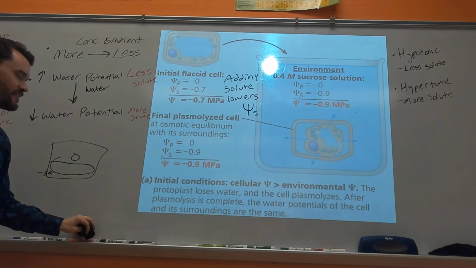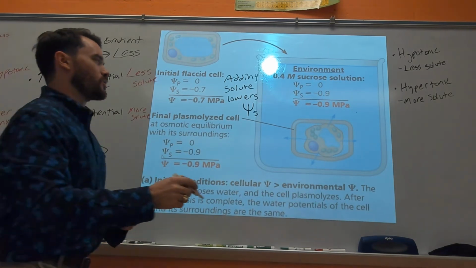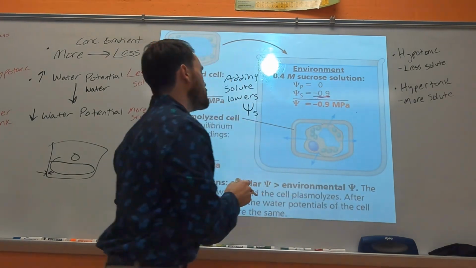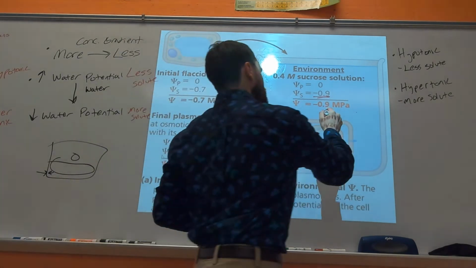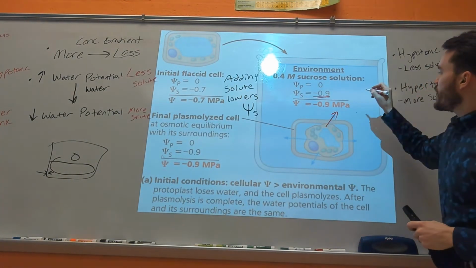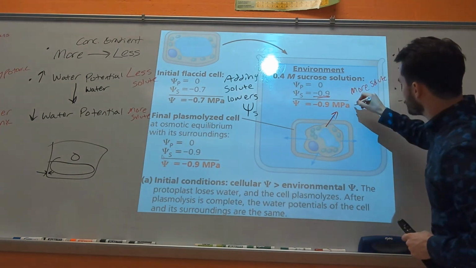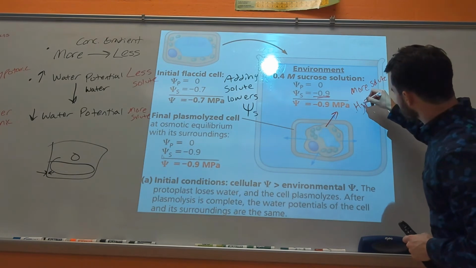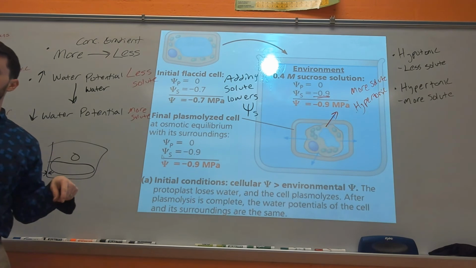Getting into this example here, my flaccid cell, I have negative 0.7 MPa. That's my amount of solute. I put it into a sucrose solution that's 0.4 molar. And they're telling us that the sucrose solution here is lower. I have lower solute, meaning I have more solute outside of that cell. And that's why the water is going to leave. If you have more solute, we said more solute means you are hypertonic. This solution is hypertonic, and inside the cell is hypotonic.